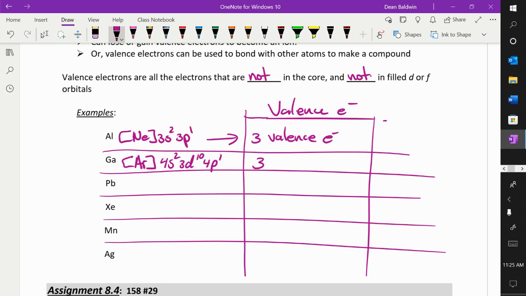What about lead? Actually, you do the electron configuration of lead. Sorry? We can do it. I got it right here. Okay, just hang tight. Let them get there.